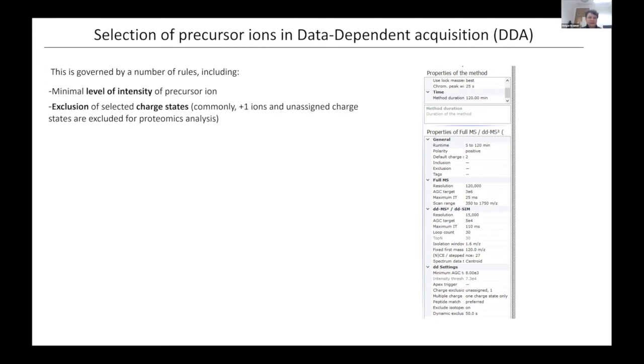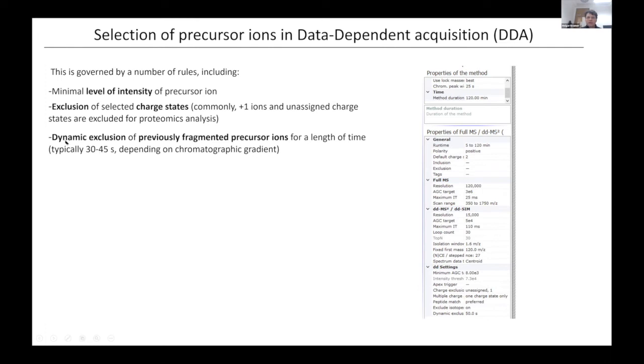instrument acquisition methods. Essentially, there are a number of things that determine this whole process of precursor ion selection and data generation in data-dependent acquisition. This is the level of intensity of the precursor ions. We can set rules about certain charge states being excluded, such as, typically in proteomics, we exclude singly charged ions because very often these are contaminants.